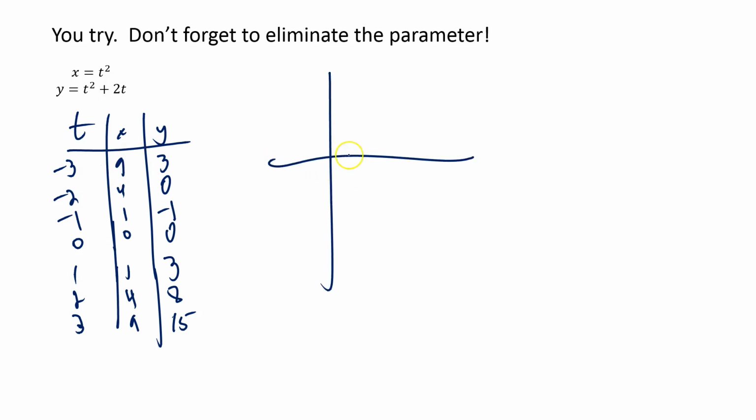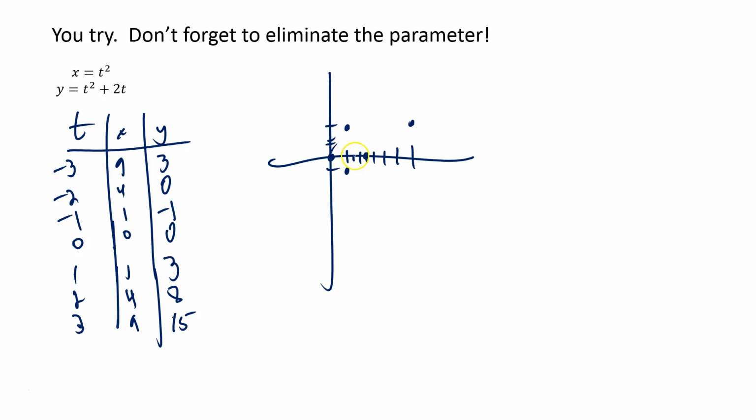So we have 9, 3 right there. We've got 4, 0 right there. We got 1, negative 1 right there. We got 0, 0. Interesting. So it looks like it's come down like this so far. And then we have 1, 3. So that's the second time we've had a repeated x value.